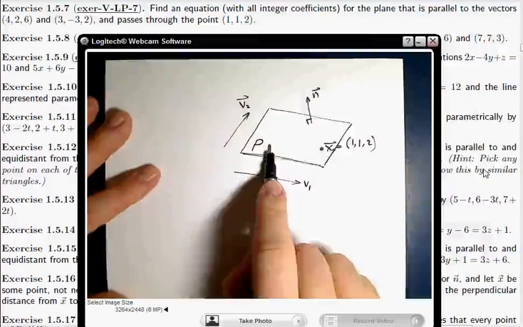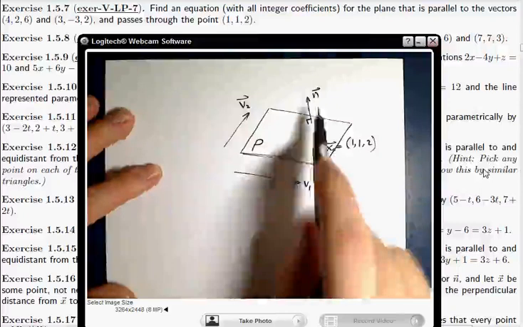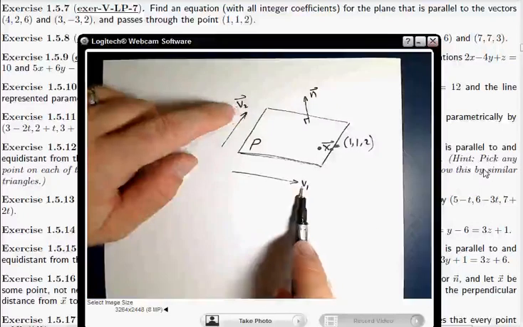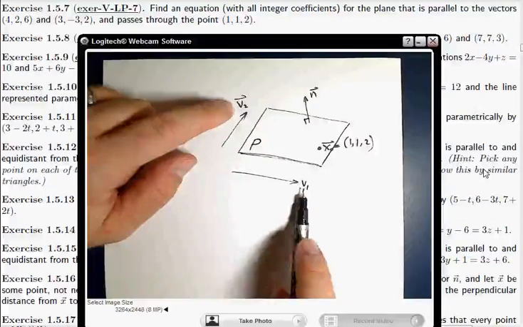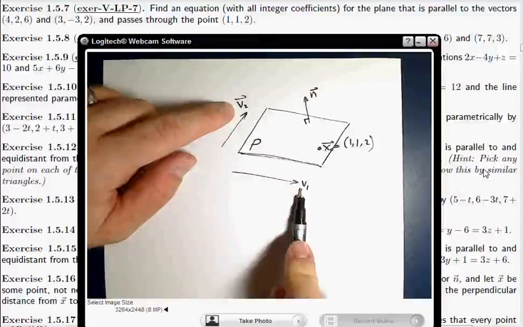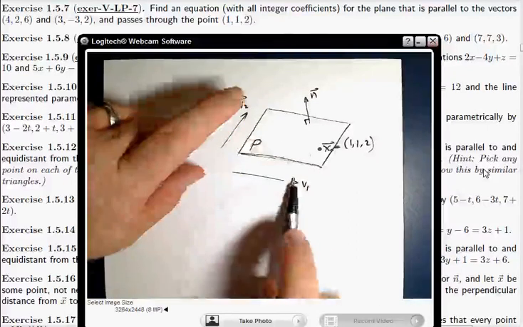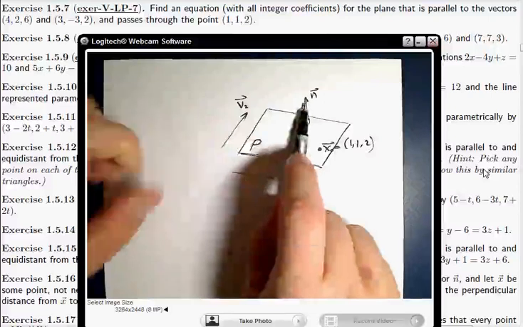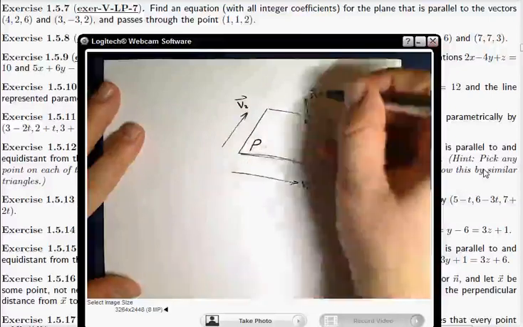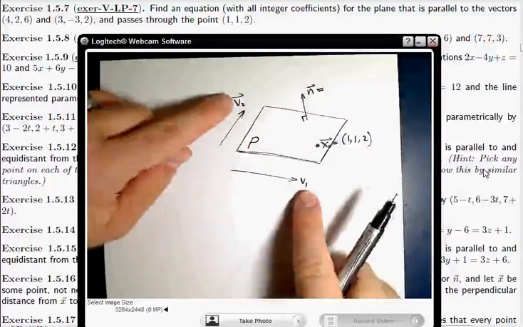If the normal vector is perpendicular to the plane, that means that normal vector is going to be perpendicular to both of these parallel vectors. These vectors are given to be parallel to the plane. So if these are both parallel to the plane, then they both have to be perpendicular to the normal vector. So I could choose as my normal vector anything that's perpendicular to these two vectors.